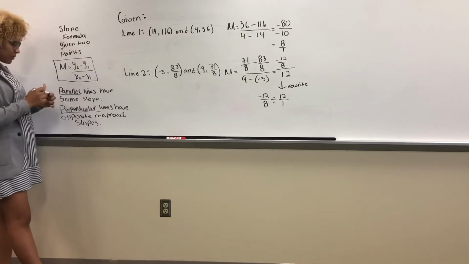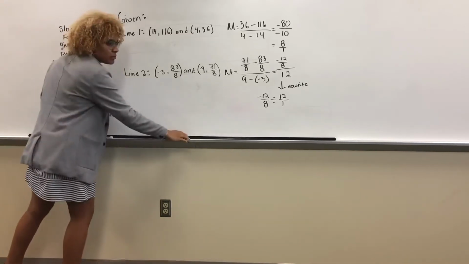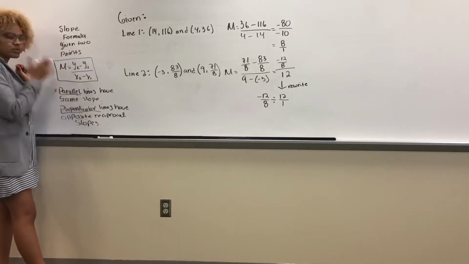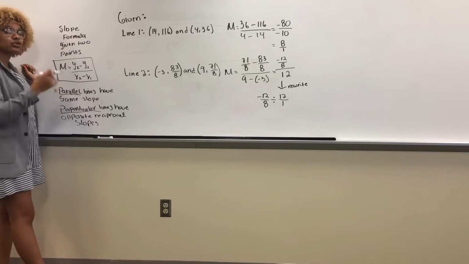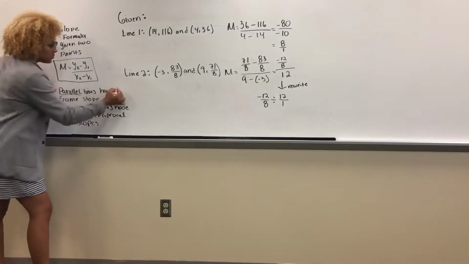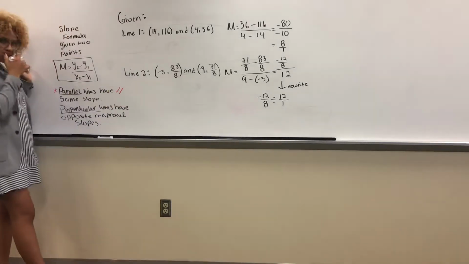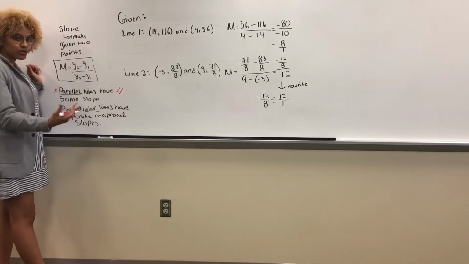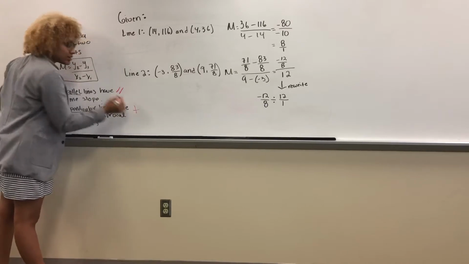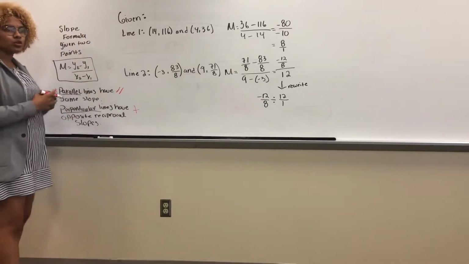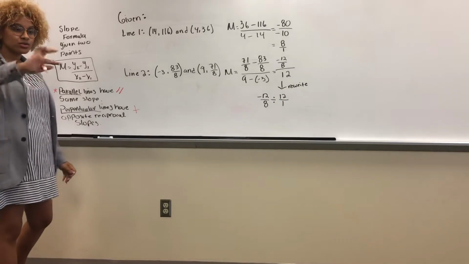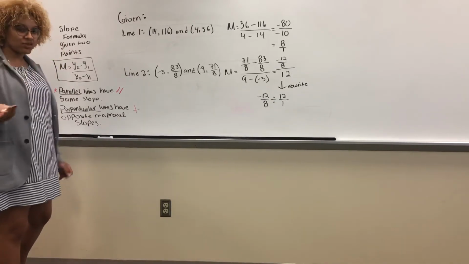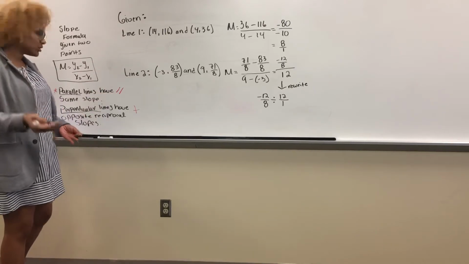Something to keep in mind is that parallel lines have the same slope. So when two lines are parallel, it's because their slope is exactly the same. So two lines going this way, okay? Perpendicular lines have opposite reciprocal slopes, meaning the fraction is flipped and the sign is different, one positive, one negative, okay?